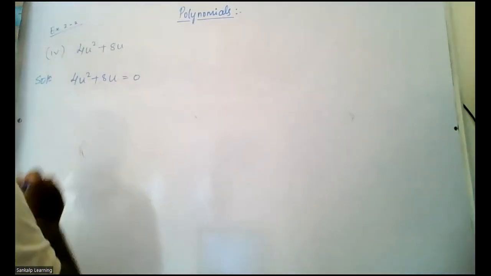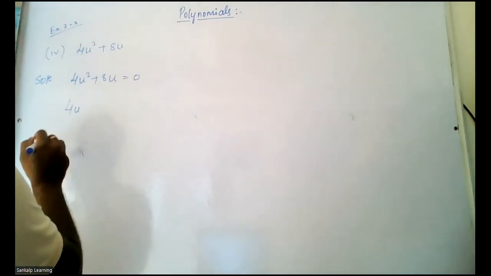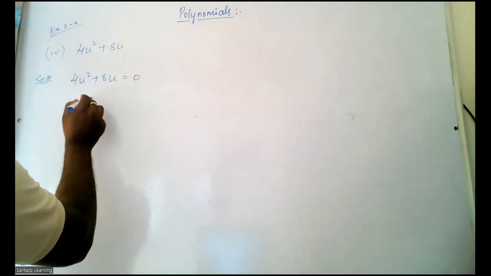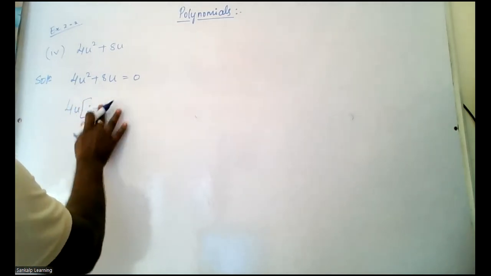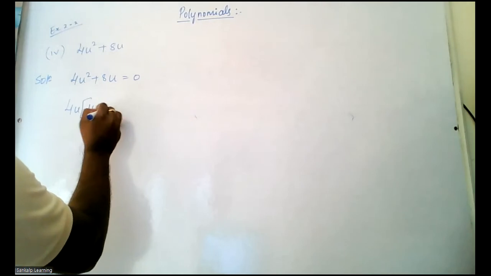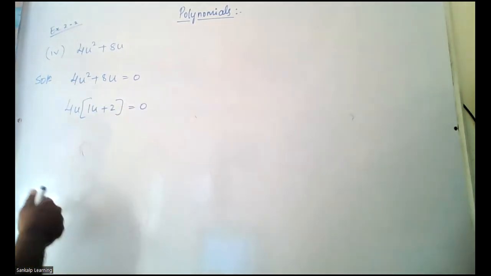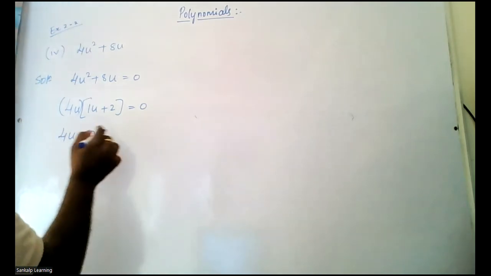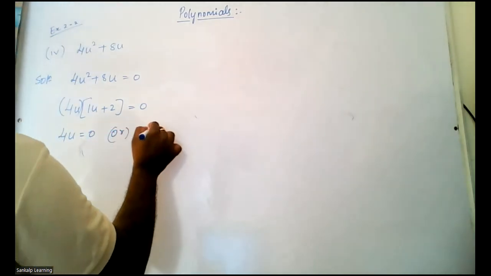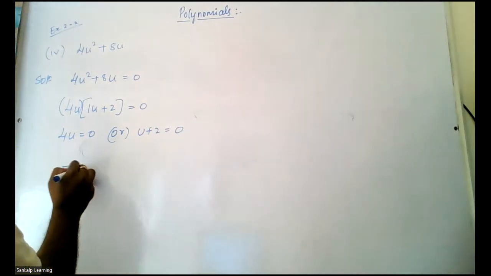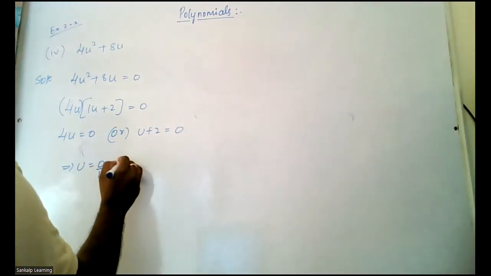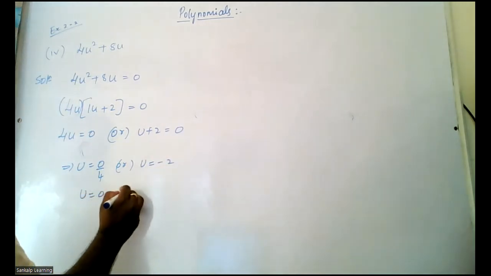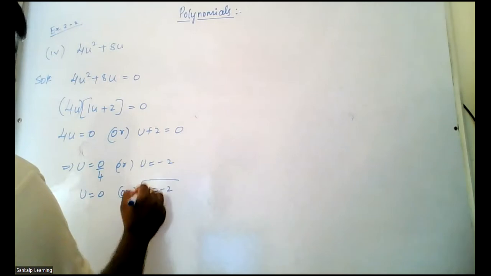So if I directly take common, 4u will be common. Between 4 and 8, it is 4. Between u square and u, it is u. What is left out? 1u plus 2 equal to 0. Again, the same thing. Product of two things is 0, implies 4u is equal to 0 or u plus 2 is equal to 0, which implies u is 0 by 4 or u is minus 2. 0 by 4 is 0 itself, or u is minus 2.